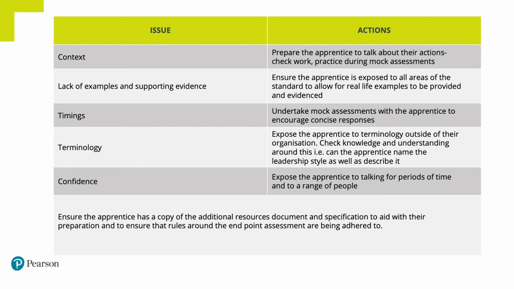And then a key thing at the bottom is about ensuring the apprentice has a copy of the additional resources document and specification to make sure that they can be as prepared as possible. These documents are there to support providers and apprentices, and they should be allowed access to these documents, so they can also take responsibility in helping be as prepared as possible before they move forward.